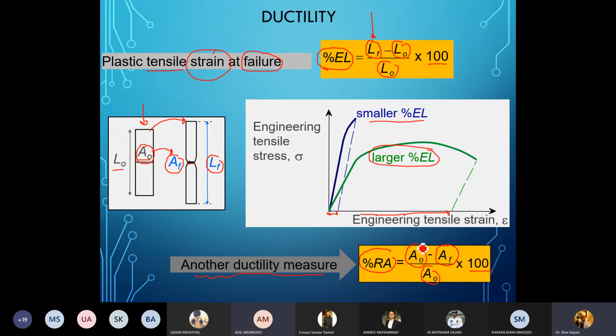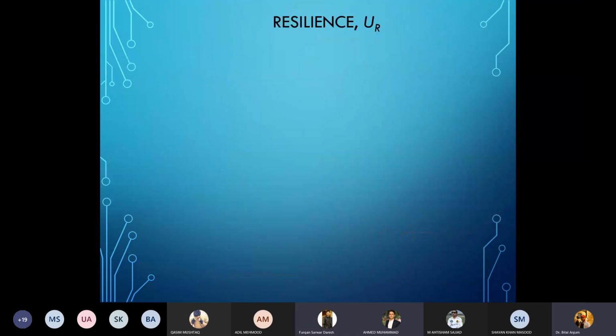Now, the initial area has a larger value as compared to the final area, so this value would come out to be positive. Since the value is positive, it expresses a reduction in area. All right. So a positive value indicates the reduction in the cross-sectional area of the sample. Clear enough? Yes, sir. Yes, yes. All right.